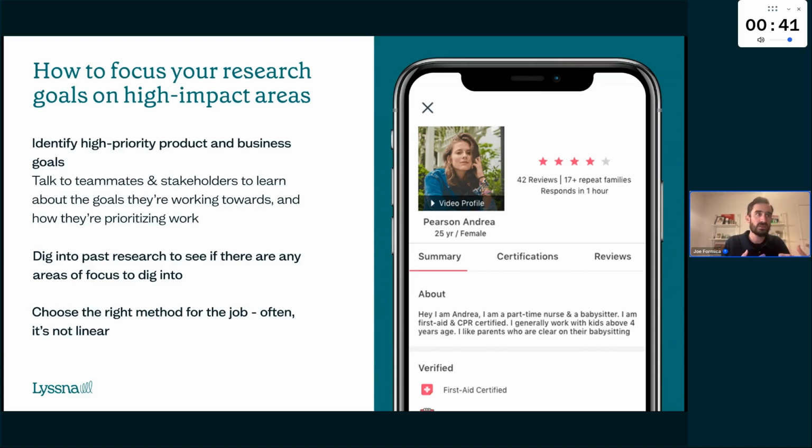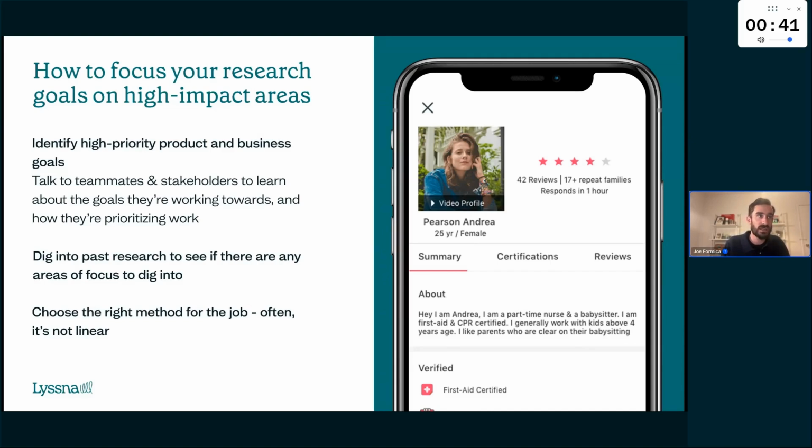What are the biggest items that they're looking to improve? Maybe it's a certain drop off rate. Maybe it's a certain feature that's causing some kind of churn or someone leaving the platform. A lot of identifying even the right area of focus really comes from talking with teammates, especially teammates outside of the designer research world, who might have really valuable insights to offer, but don't really have a channel to get them through. Digging into past research to see if there are any areas of focus to dig into.